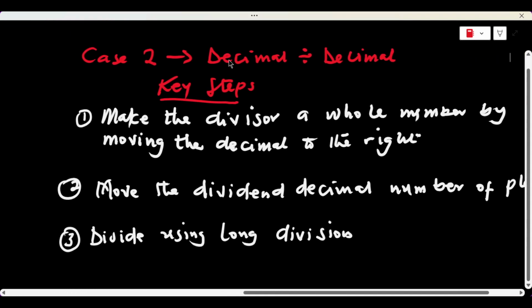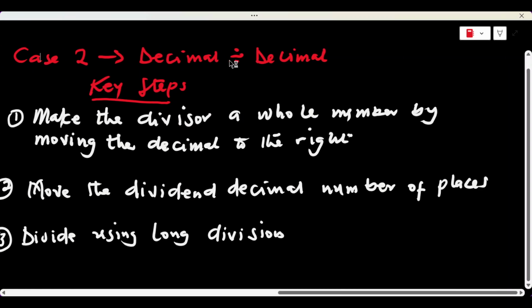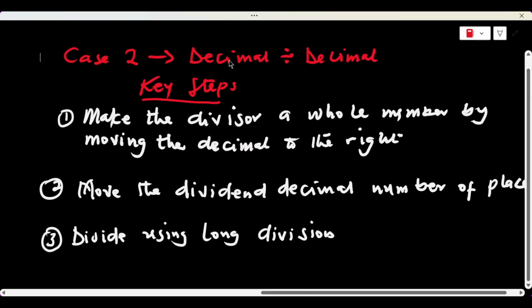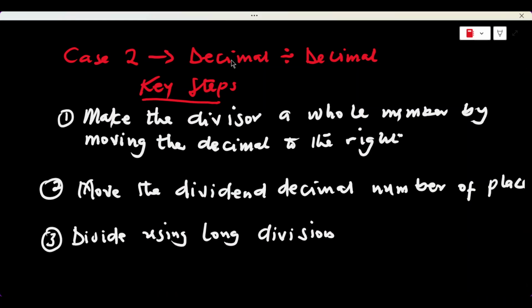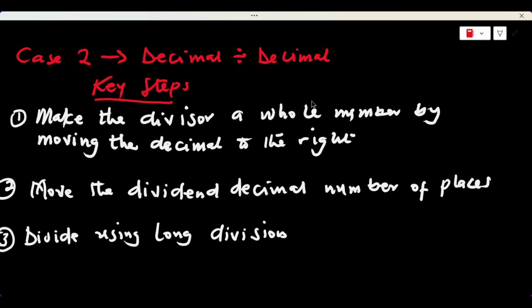So in dividing decimals by decimals, there are some key rules that we need to understand, or some steps that we must follow in order to arrive at the correct answer. All right. So the first step we need to take is to make the divisor a whole number. And by doing that, we move the decimal to the right.